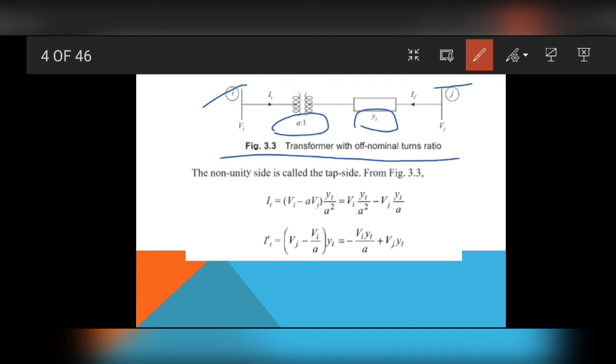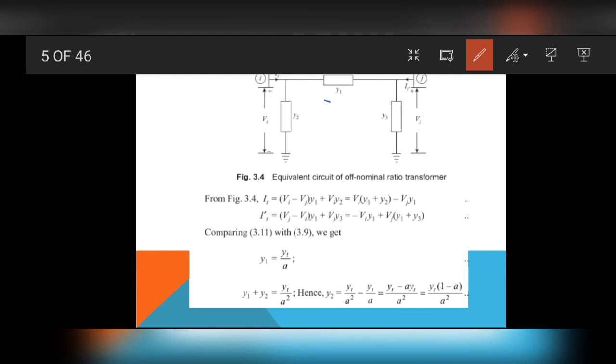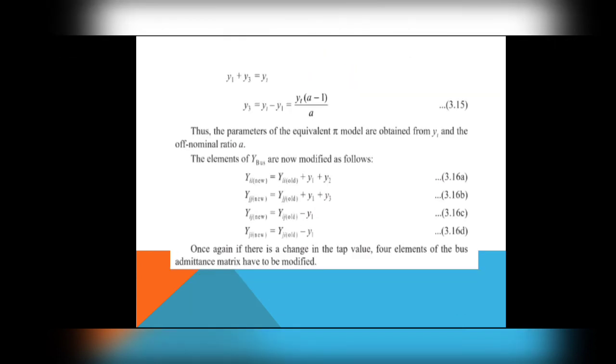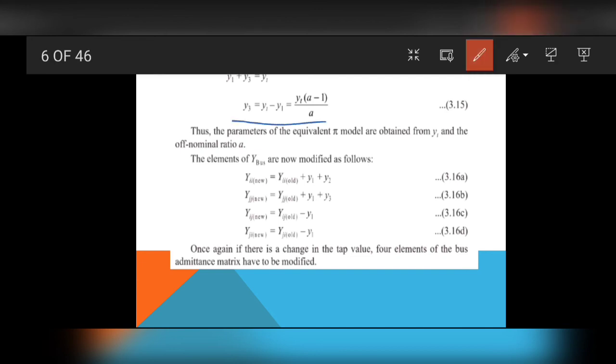This has to be rewritten as Y1, which is represented in series with the ith bus and jth bus, and Y2 and Y3 in shunt with I and J respectively. So the value of Y1 in terms of the turns ratio and the actual admittance becomes Y1 is equal to YT by A, and Y2 will be equal to YT into 1 minus A divided by A square, and Y3 will be equal to YT into A minus 1 divided by A.